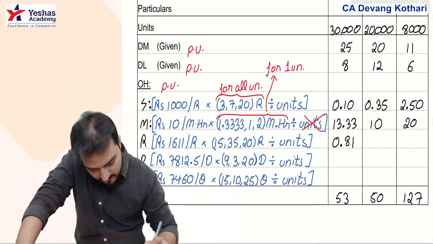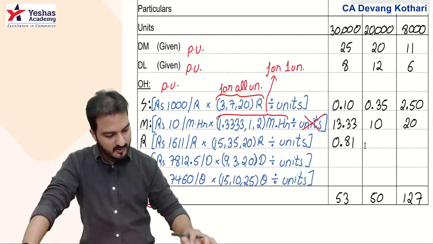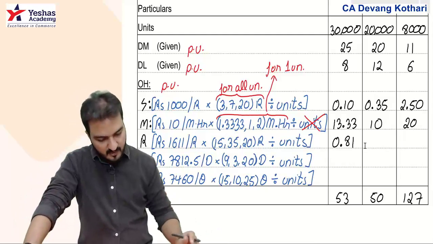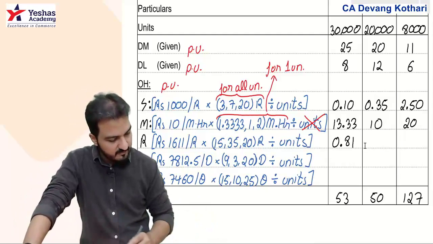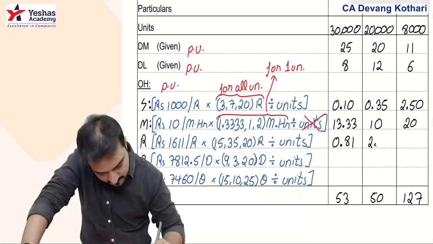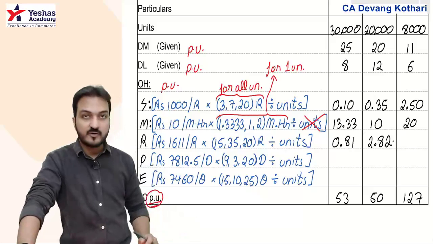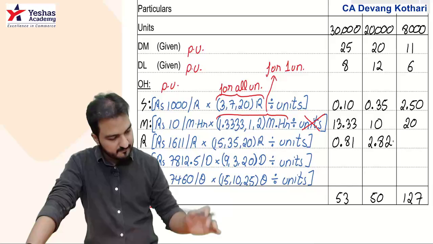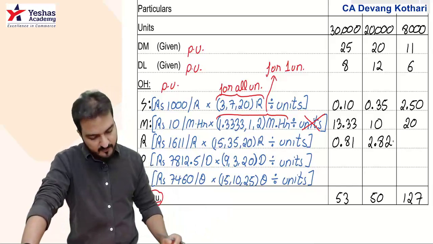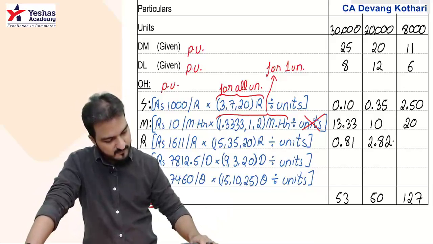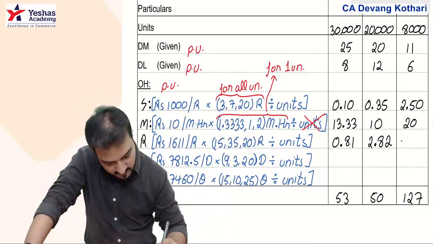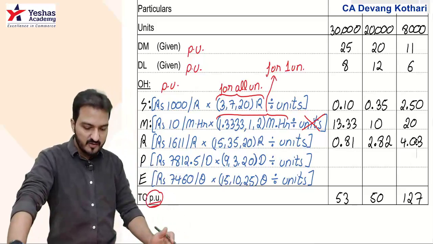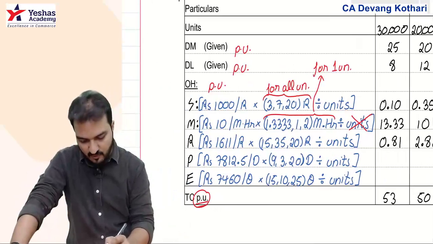I'll make it 0.81. Similarly, second one, 1,611 into 35 receipts gives me 56,385 divided by 20,000 units, makes it 2.82. I'm rounding off after two decimals. And the third one, 1,611 multiplied by 20 makes it 32,220 divided by units of Z, 8,000, is 4.03. Done. Similarly, your packaging cost, so I'll not show the workings for all now.